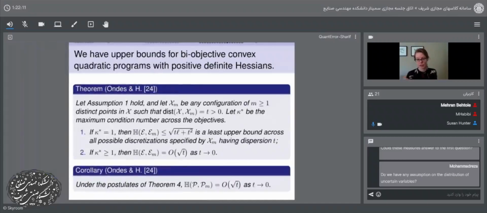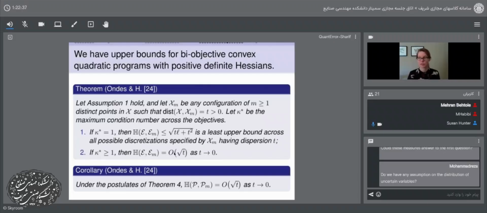Now for our result, we can show that for any configuration of points that you sample in this decision space, the discretization that we have here, then we have an upper bound basically showing that it's big O square root t. And this is important because it's actually quite a bit slower than the coverage error, which is order t.